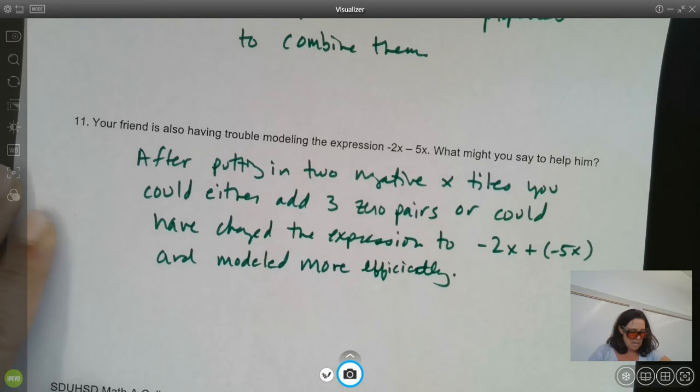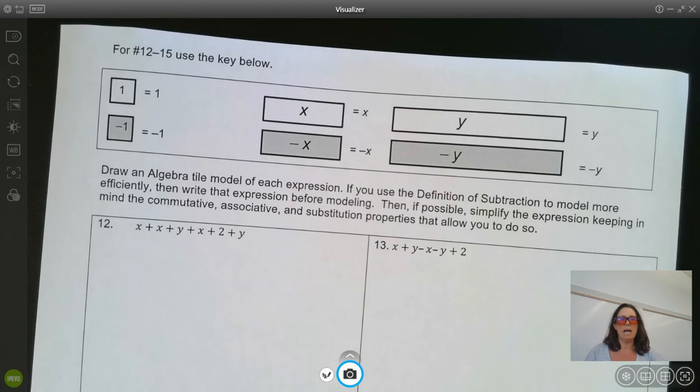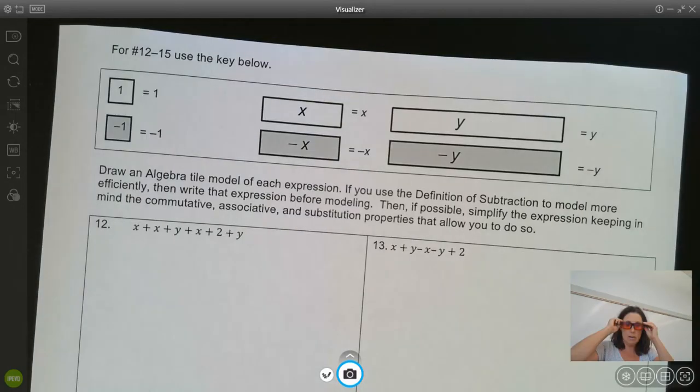All right. Last page, we are bringing on a y and a negative y. Okay, so please notice an x and a y are different. The y's are longer. The negative x and the negative y are different. Okay, so the same rules apply, but now we've got x's, y's, and integers.